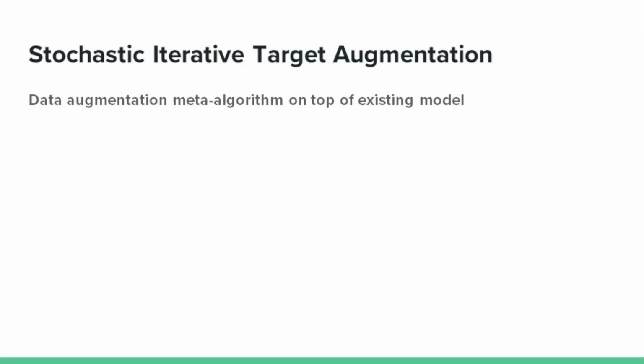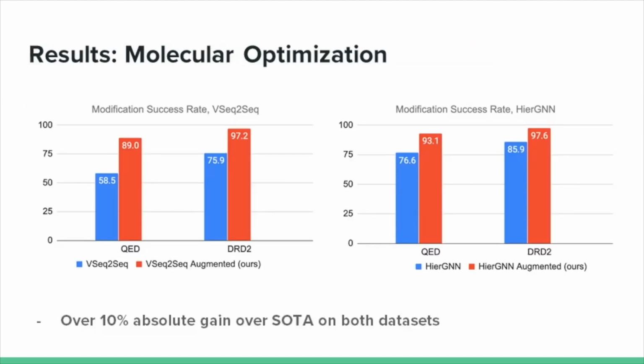Now, since the key challenge here is that the dataset is small, this motivates trying a data augmentation approach. So our method, stochastic iterative target augmentation, is a data augmentation meta-algorithm that can be added on top of any existing translation architecture for molecular optimization. Let me try to interest you by showing the results first.